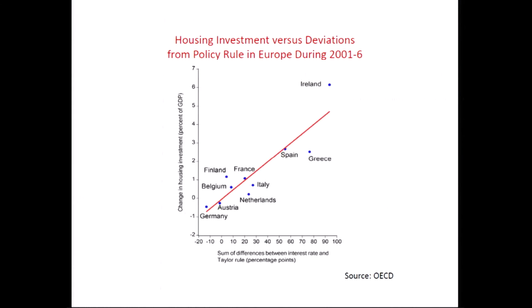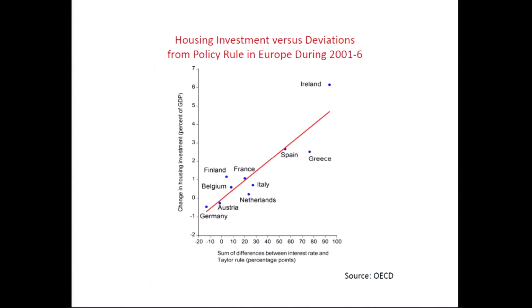This is an example of the international impacts of this. This is a picture of the interest rate set in the Eurozone. This is produced by the OECD, and they look at the deviations from rules-based policy on the horizontal axis.